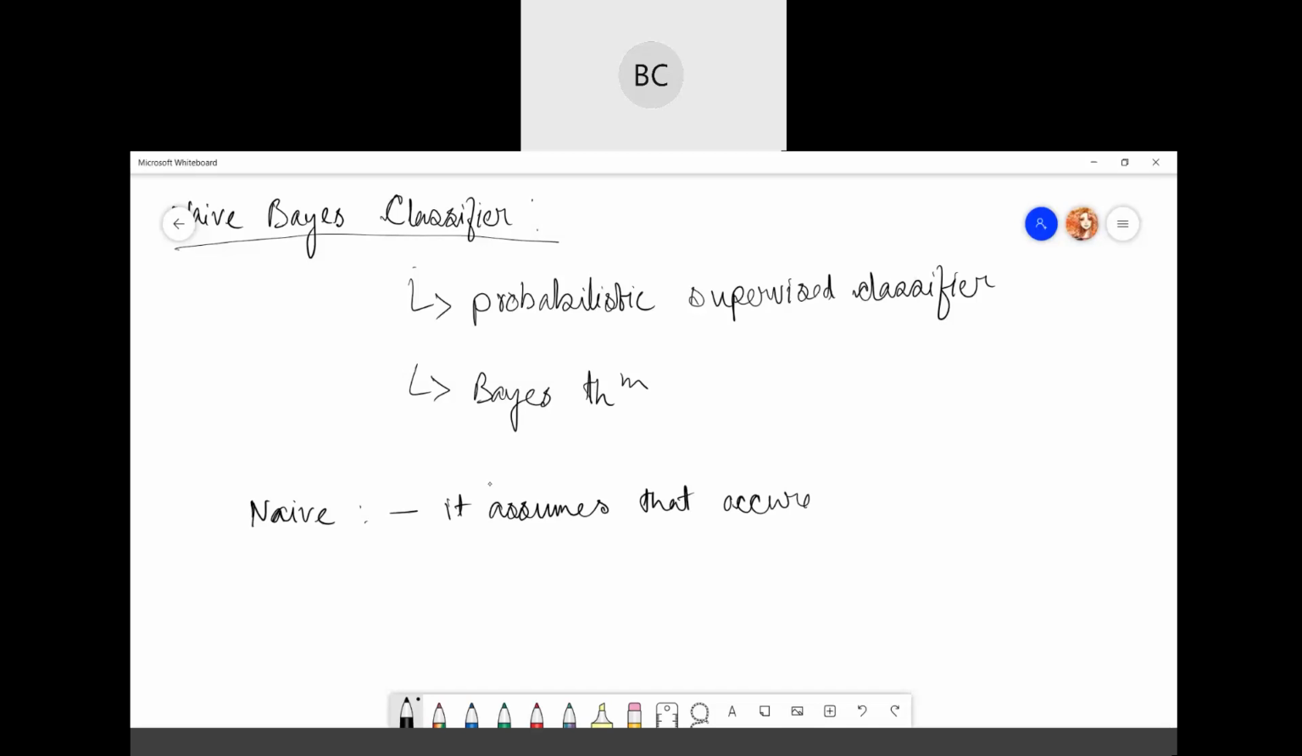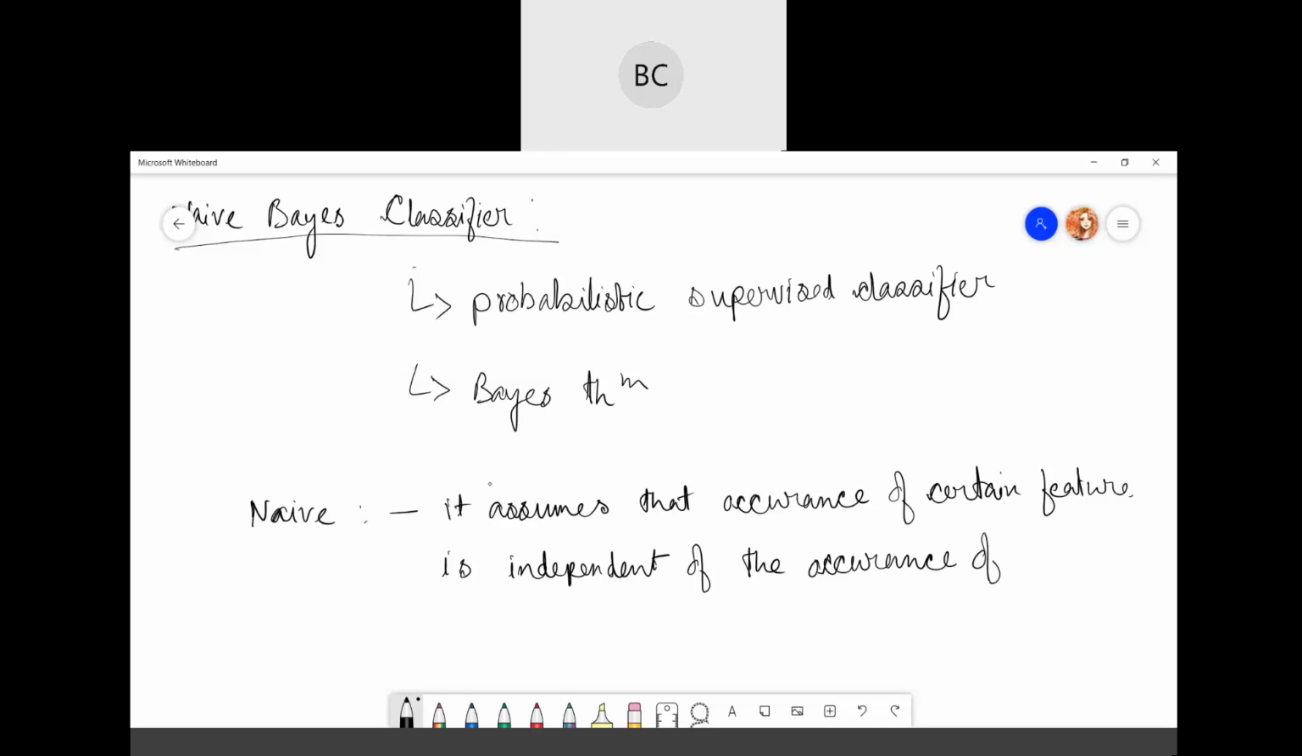So it is called naive because it assumes that the occurrence of certain features is independent of the occurrence of other features.